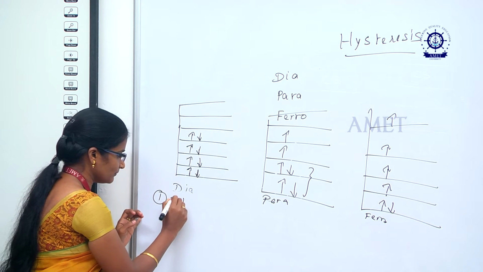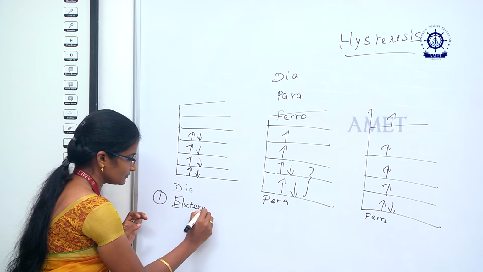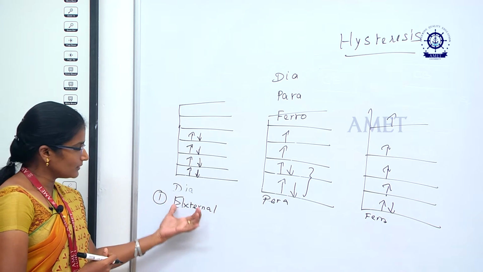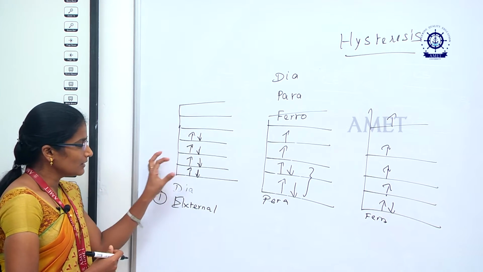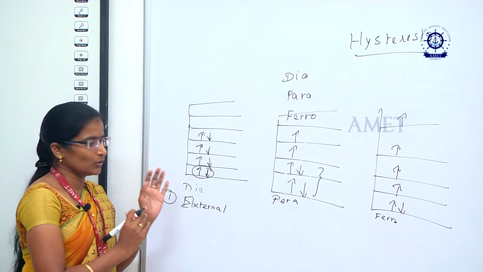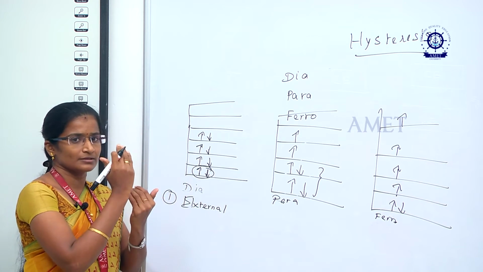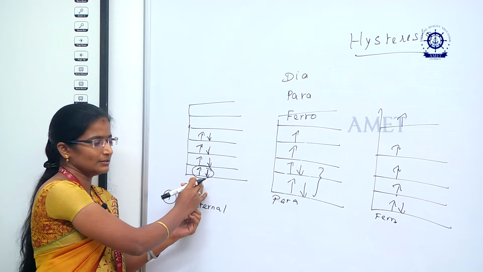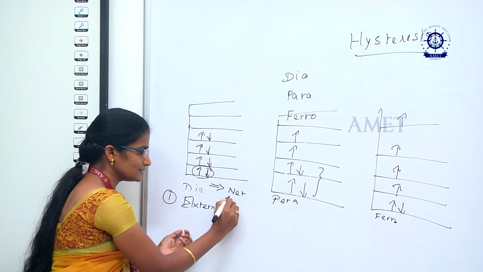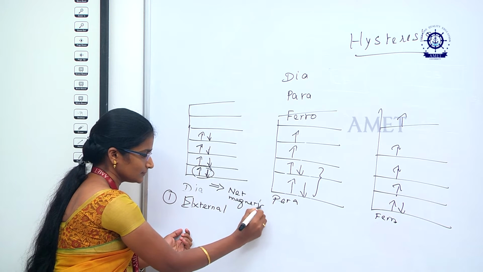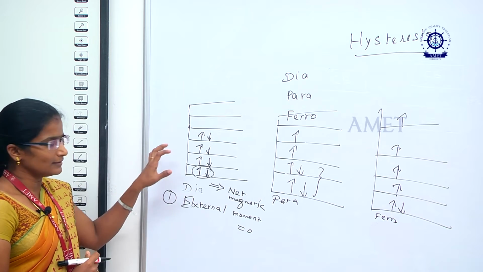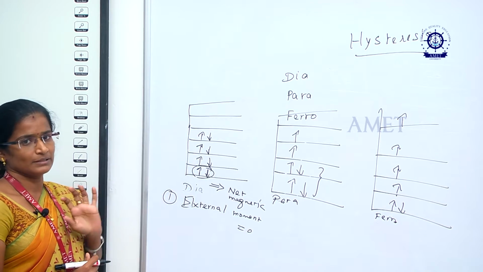So we are applying some external field on this material. What will happen? We are giving some field on this material. The spins get paired in the case of diamagnetic material, because the spins are already in opposite directions. When we give some field on the material, the spins get paired. At that time the net magnetic moment is 0 in this case. So there is no magnetic property inside this material.